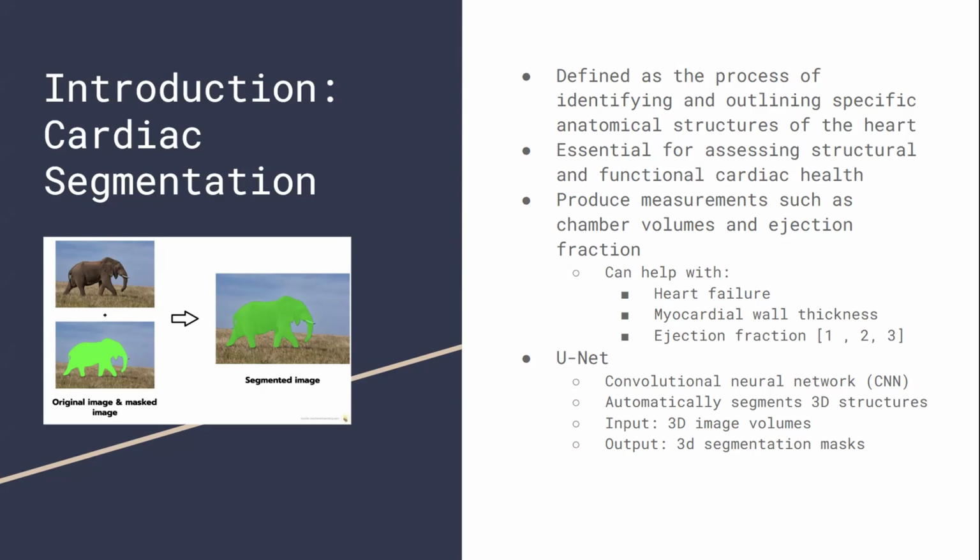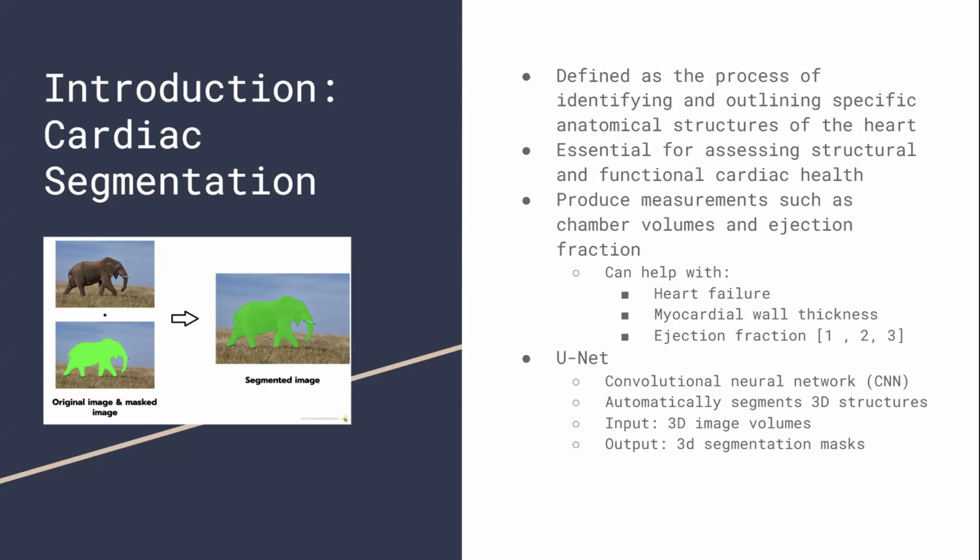It can help with a number of cardiac conditions, such as heart failure, myocardial wall thickness, and ejection fraction. Manual segmentation has been done in the past, but more recently, with the revolution of AI and deep learning models, there's the introduction of UNet, as mentioned in the previous presentation. It can be defined as a convolutional neural network, or a CNN, and it automatically segments 3D structures, and it can provide accurate, reproducible, and fast annotations to support diagnostics and surgical planning.